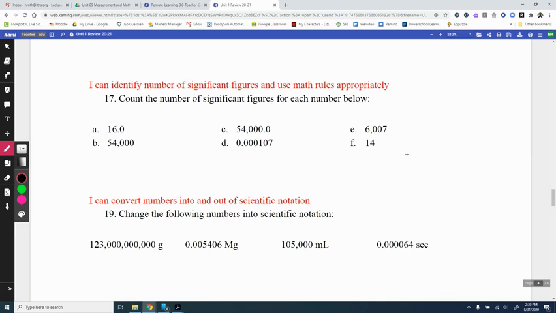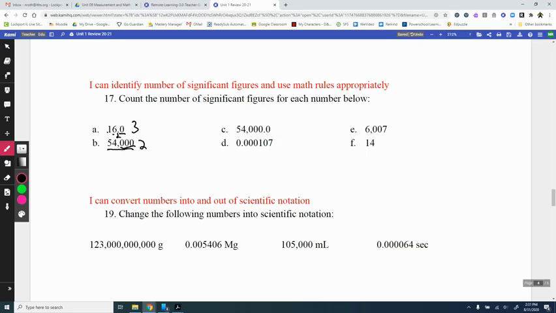This first one here, we have 1 and 6. Those are definitely significant because they're non-zeros. That is a trailing zero, and since there is a decimal right there, that trailing zero is significant. So this is going to have 3 sig figs. This one here, the 5 and the 4 are significant because they're non-zeros. And then these 3 are trailing zeros, but this time there is no decimal in the number, so those zeros are not significant. So this is going to have 2 sig figs.